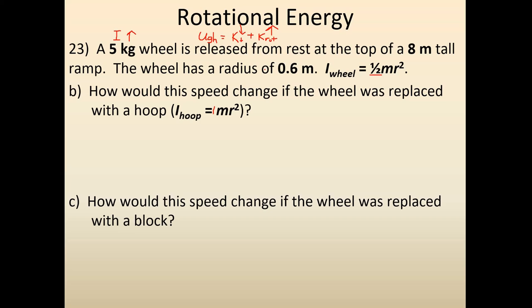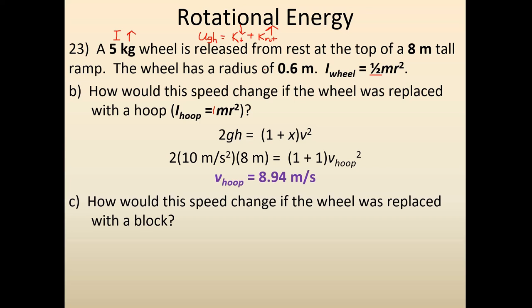So let's see, does the calculation match? Okay, so again, I can start with that 2gh equals (1 plus x) v squared. I plug in 1 for x because this is a hoop, and I end up getting 8.94 meters per second. So the hoop is traveling slower, which is exactly what I expected based off of my explanation. Now that the rotational inertia is higher, it requires more energy to be put into rotation in order for it to actually rotate. It's becoming harder to rotate, requiring more energy.